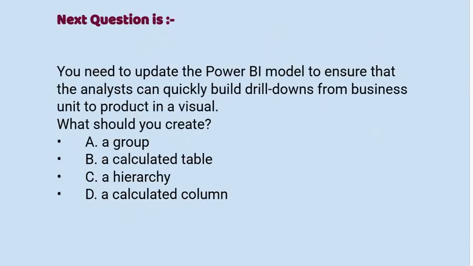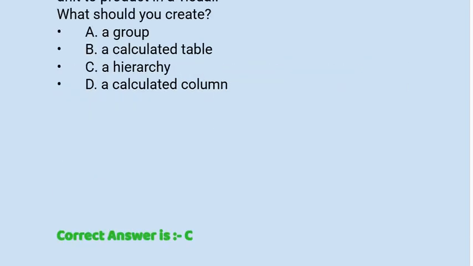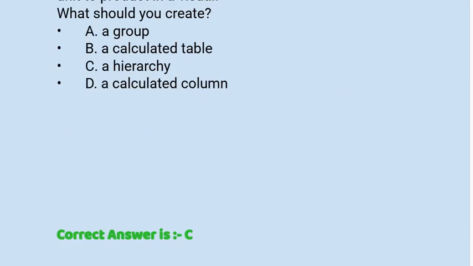Question is, you need to update the Power BI model to ensure that the analyst can quickly build drill downs from the business unit to product in a visual. What should you create? Option A, a group. Option B, a calculated table. Option C, a hierarchy. Option D, a calculated column. Correct answer is option C.